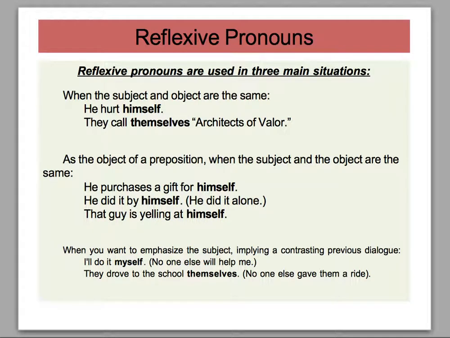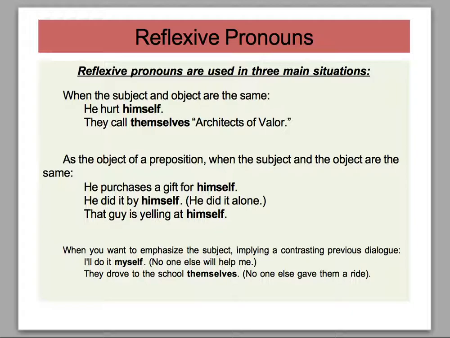Okay, reflexive pronouns are used in three main situations. First, when the subject and object are the same: he hurt himself, right? Himself is a reflexive pronoun because it reflects the word he. So the subject is he, and himself is the object. When the subject and the object are the same, that's when we use a reflexive pronoun.